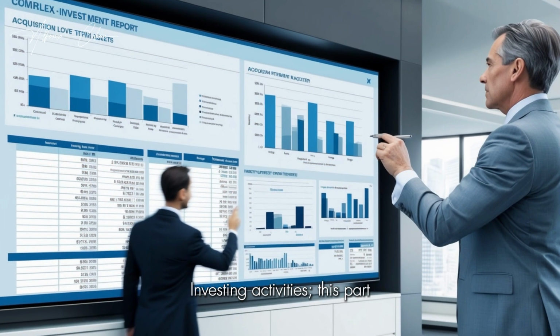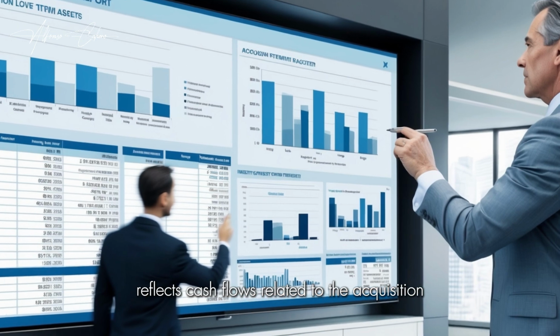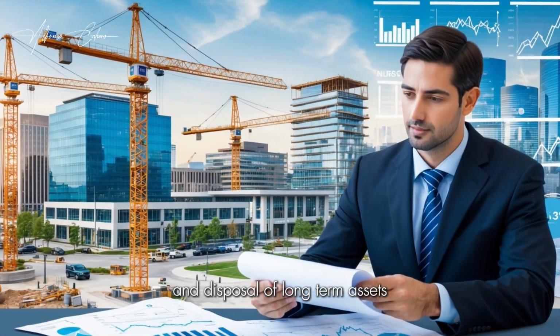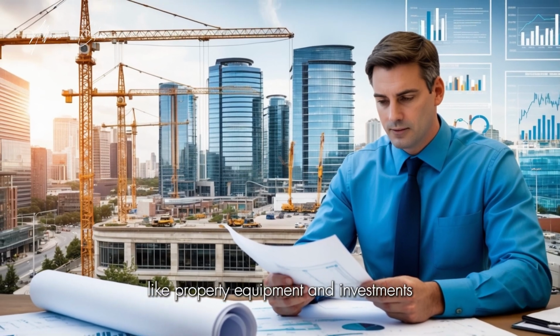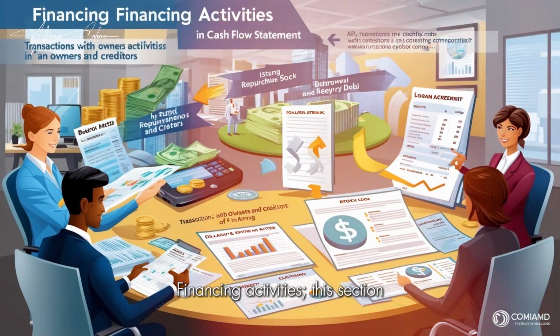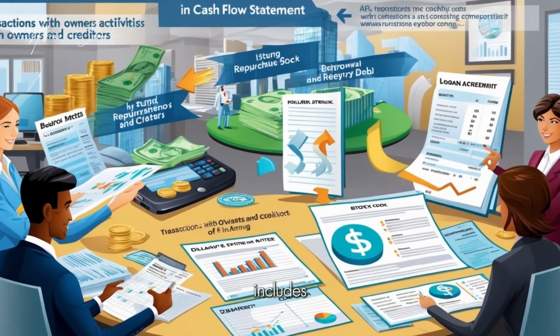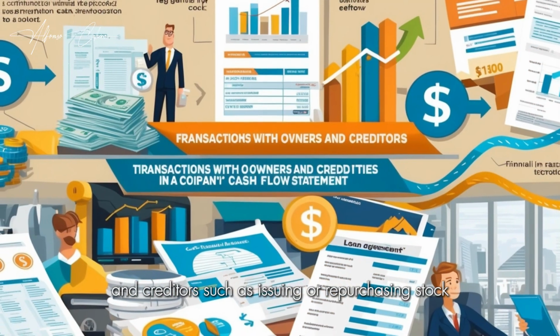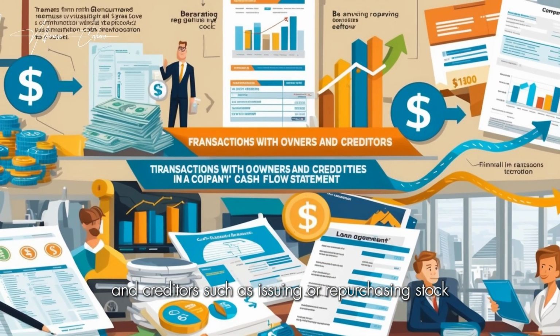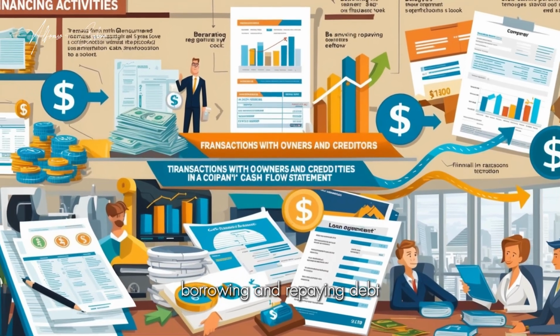Investing activities. This part reflects cash flows related to the acquisition and disposal of long-term assets like property, equipment, and investments. Financing activities. This section includes cash flows from transactions with the company's owners and creditors, such as issuing or repurchasing stock, borrowing, and repaying debt.